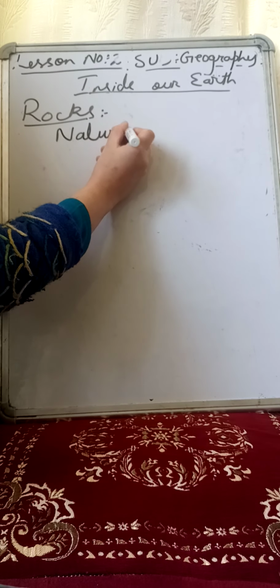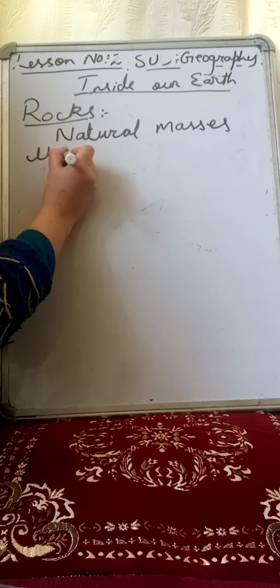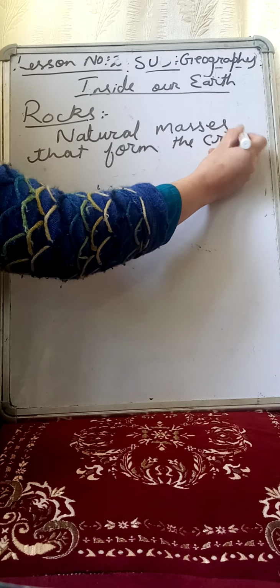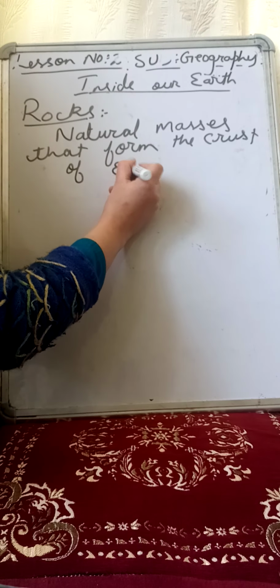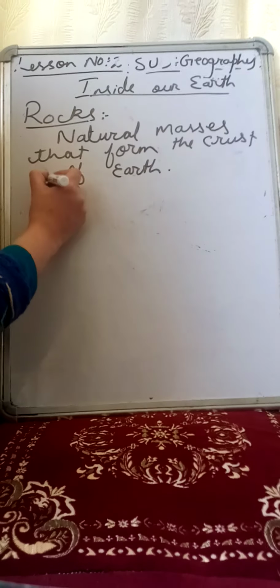Now, in the same lesson, we have another topic, that is rocks. What basically are rocks? Rocks, we can say, are natural masses that form the crust of the earth. In short, we can say the crust of the earth, the uppermost part of the earth, is made from rocks. Okay, got it? There are three types of rocks.